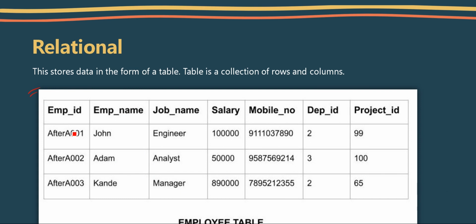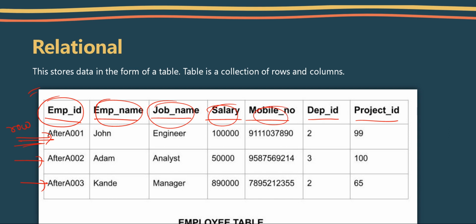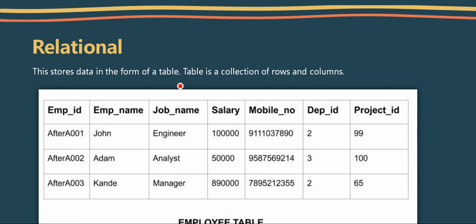Now here is the example of employee table. Here we have employee ID, employee name, job name, salary, mobile number, department ID, project ID. So different columns, but here we can see different employees are working. So a row will be for a new employee, and for all of them the columns are going to be the same. So this is what a relational model does. It is going to store our data in the form of table.